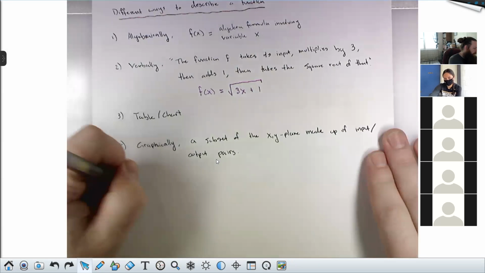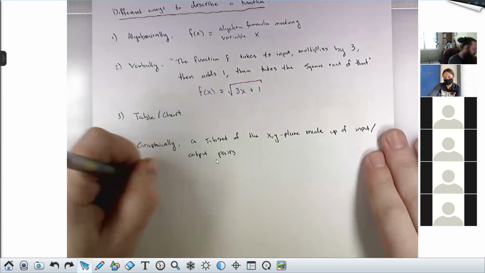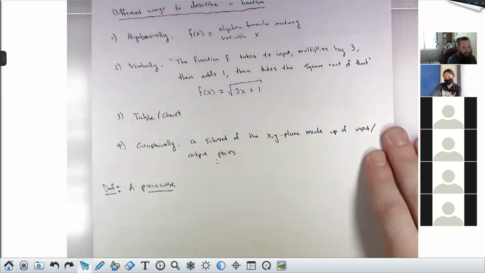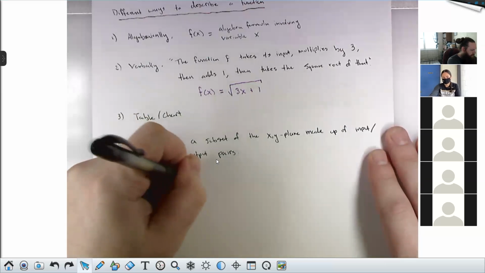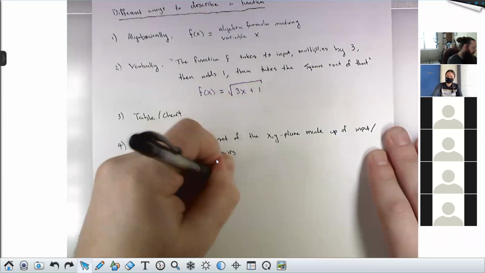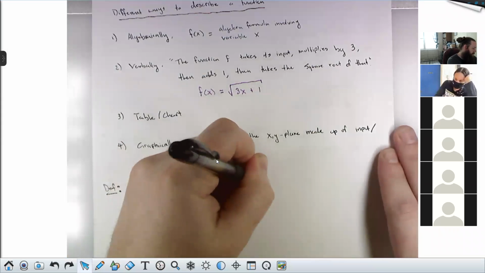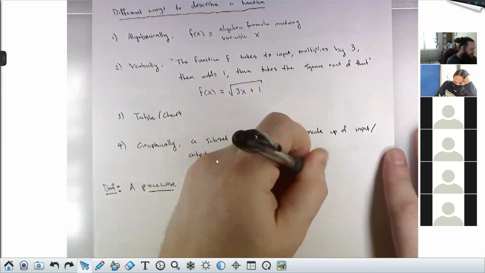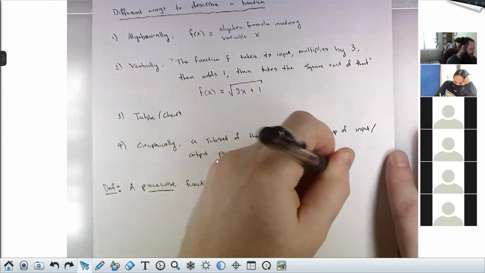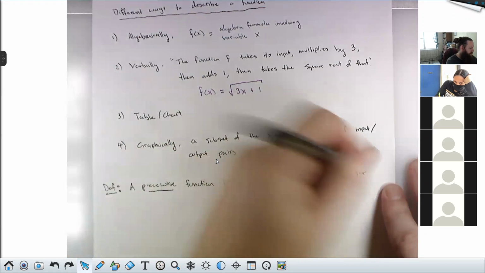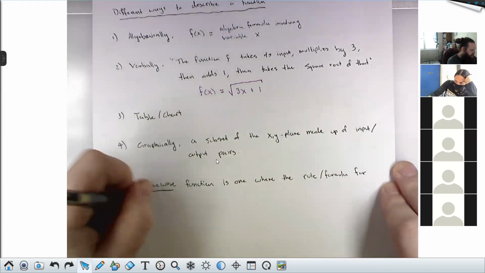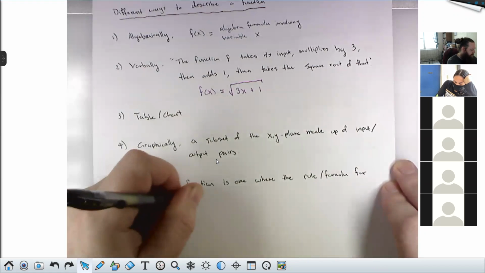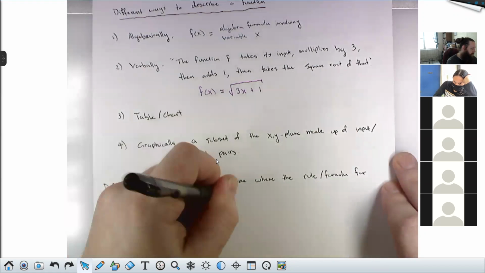All right. A piecewise function, some people hyphenate piecewise, I don't. A piecewise function is one where the rule or formula for the output is different for different inputs.